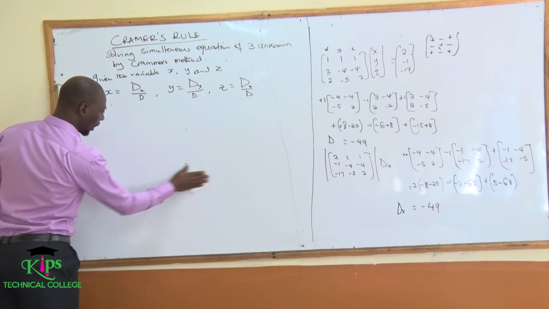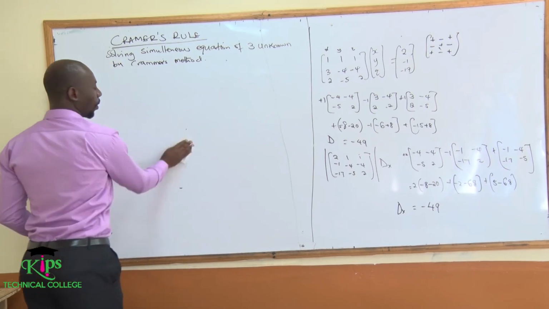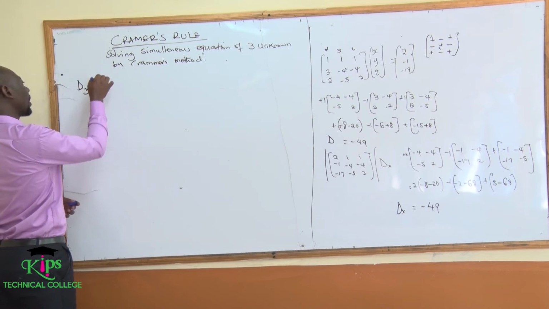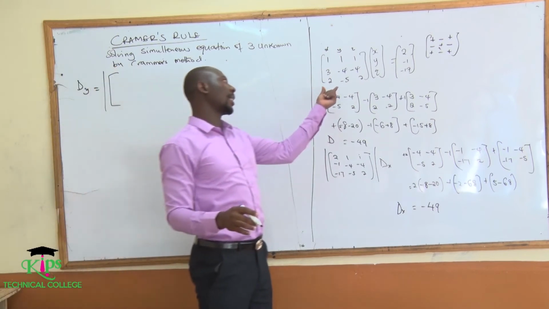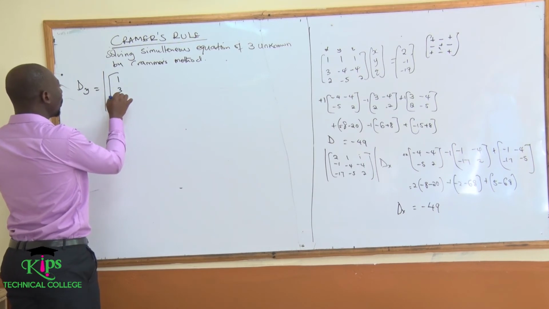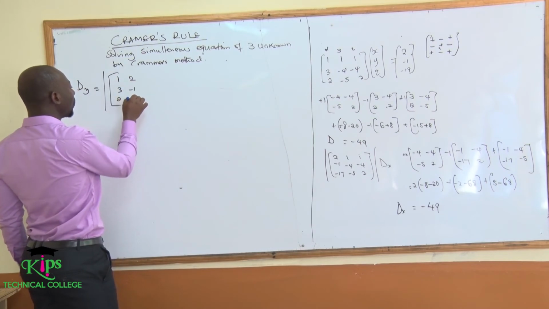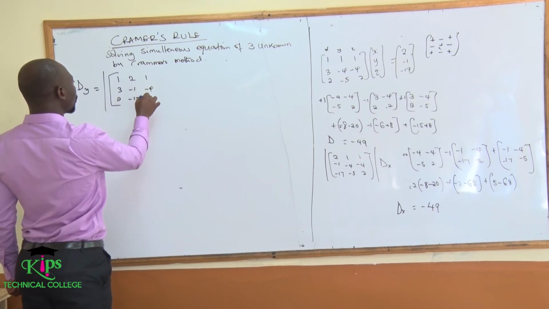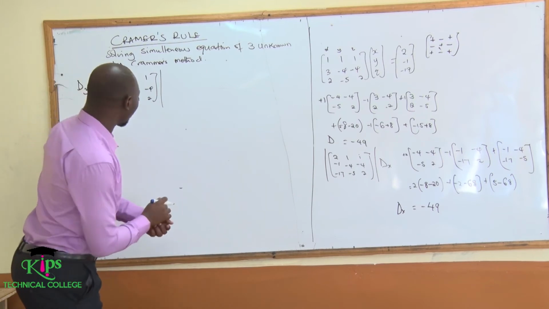You proceed again and get D along Y. D along Y shall be given by the magnitude, that's the determinant, of the 3x3 matrix. By taking the original matrix, you change the Y column, that is the middle column. So the first column still remains 1, 3, 2. The middle column is exchanged with the output column, that is 2, negative 1, negative 17. The third column remains the same, that is 1, negative 4, 2. Then you get the magnitude of that 3x3 matrix just by applying the method of determinants.